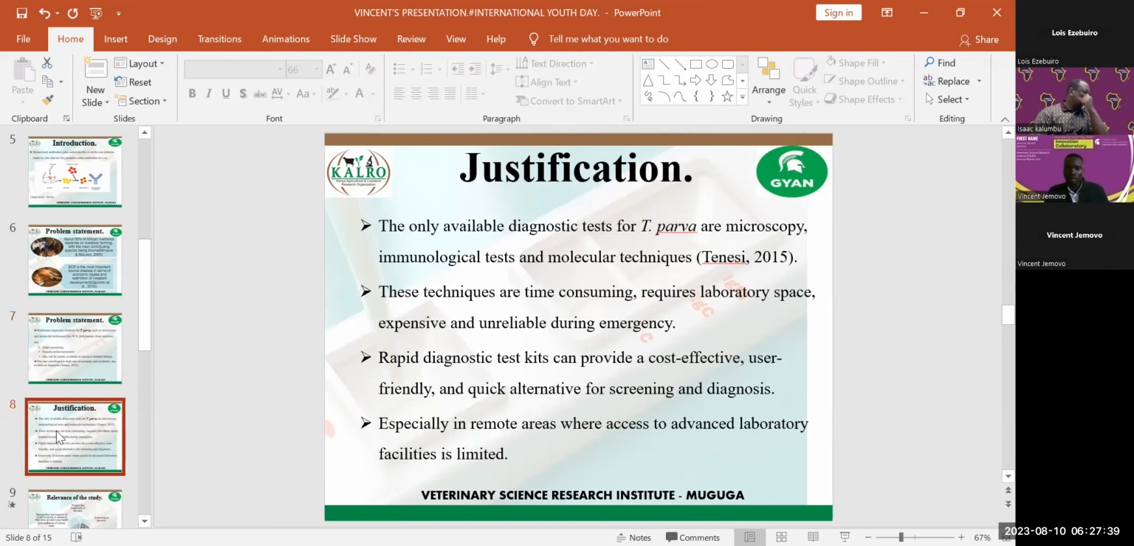Justification. The only available diagnostic tests for this disease, T. parva, are microscopy, immunological tests, and molecular techniques. These are the only available diagnostic tests. And as you can see for yourself, microscopy requires a lot of time. Immunological tests like ELISA and PCR also require a lot of time and large laboratory space, and they are very costly. These techniques are time consuming, require laboratory space, are expensive and unreliable during emergency.